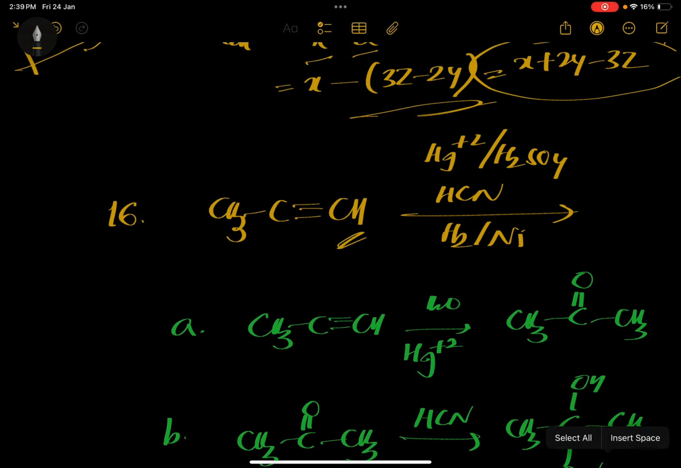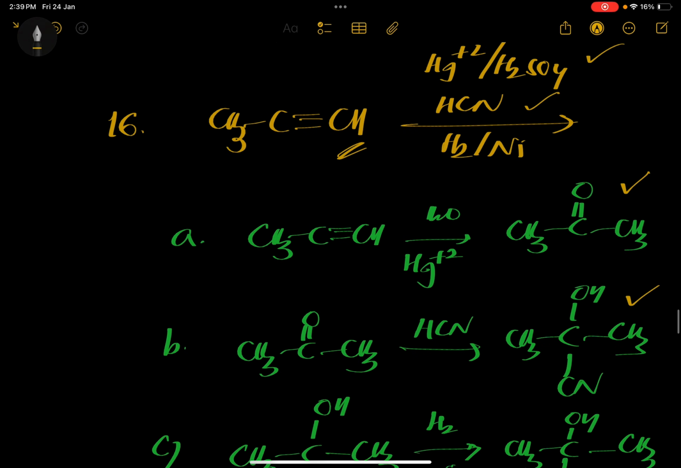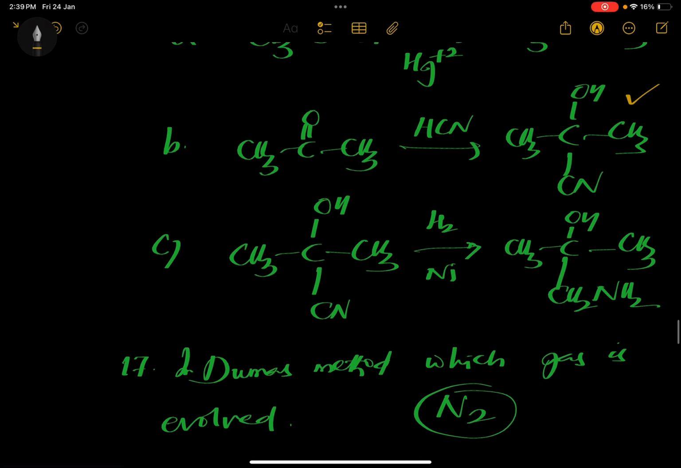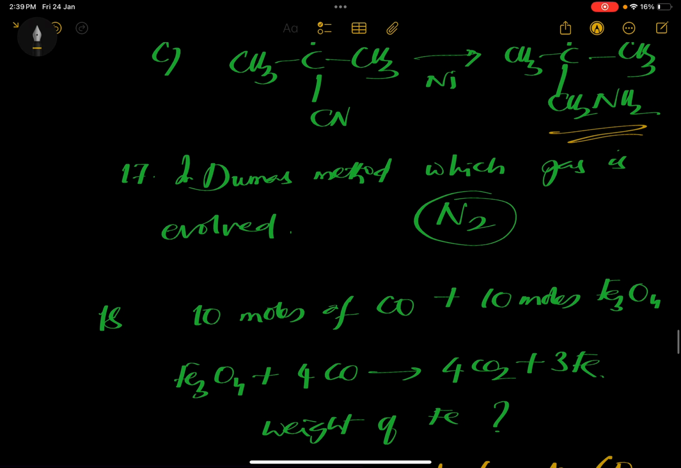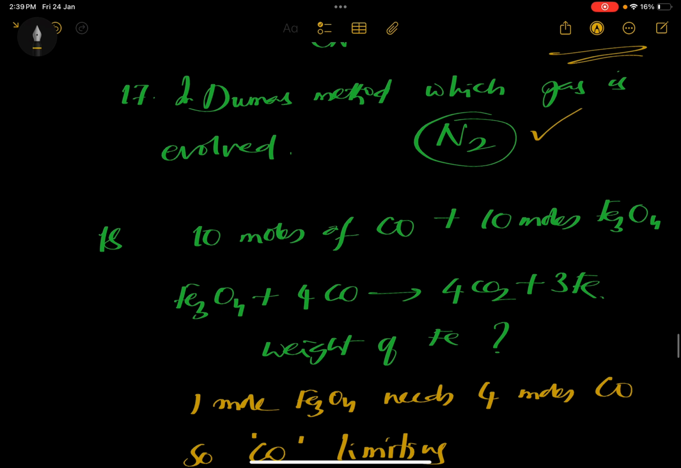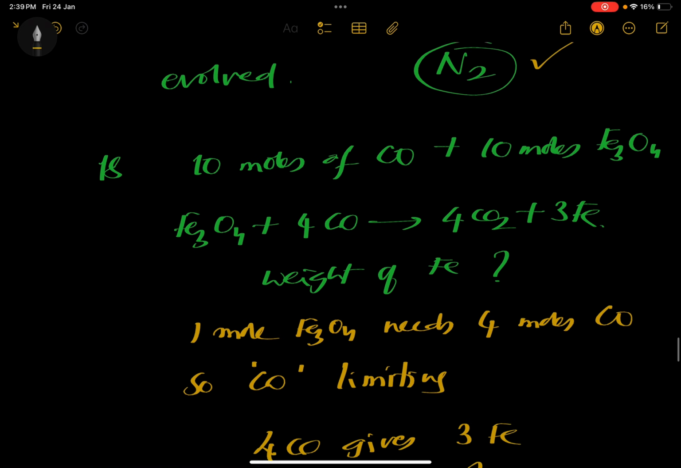Here alkyne with water addition forms acetone. Then hydrogen cyanide addition forms cyanohydrin. Then reduction forms amine. Simple question. In Dumas method, which gas is evolved? I think that is the only question. Maybe students are saying it is a bit different, nitrogen gas. So they generally don't ask two questions in a paper about Dumas method.